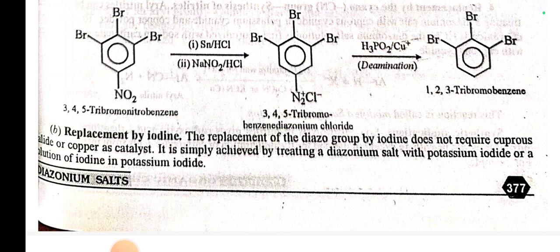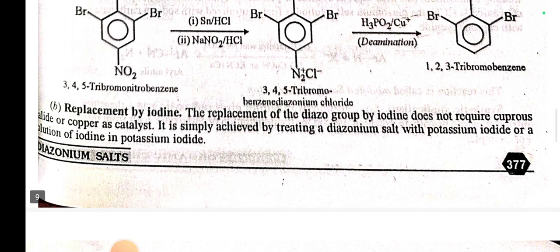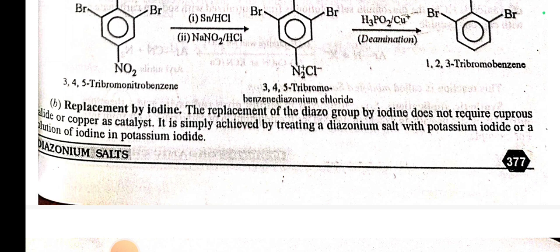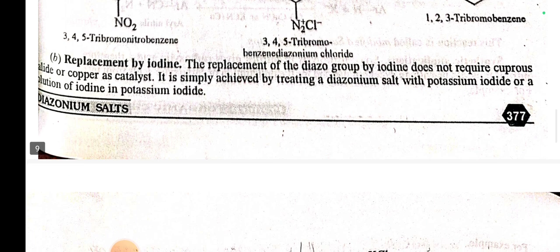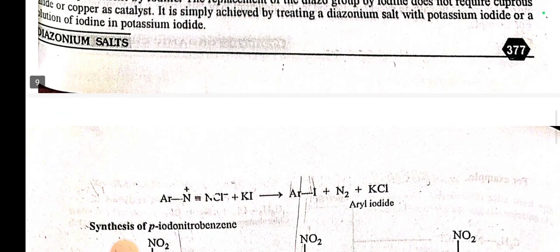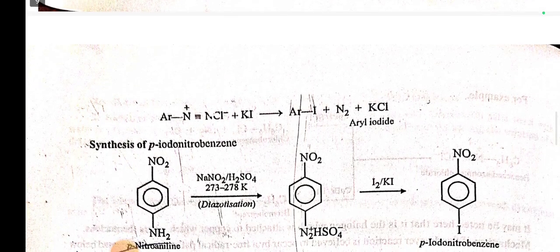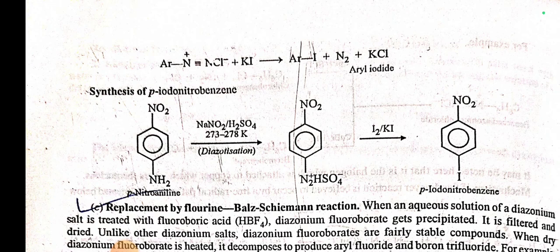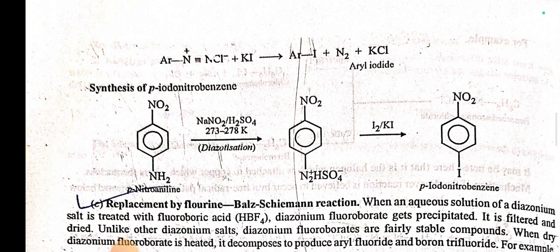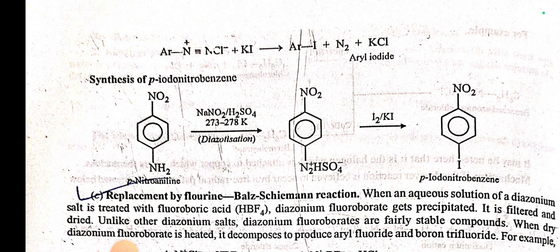Replacement by iodine. The replacement of diazo group by iodine does not require cuprous halide or copper as catalyst. It is simply achieved by treating a diazonium salt with potassium iodide or solution of iodine in potassium iodide. ArN2Cl plus KI gives ArI plus N2 plus KCl, aryl iodide. Synthesis of para-iodonitrobenzene. Para-nitroaniline reacted with NaNO2/H2SO4 at 273 to 278 Kelvin temperature, called diazotization, gives an intermediate, then the intermediate reacted with I2/KI gives para-iodonitrobenzene.